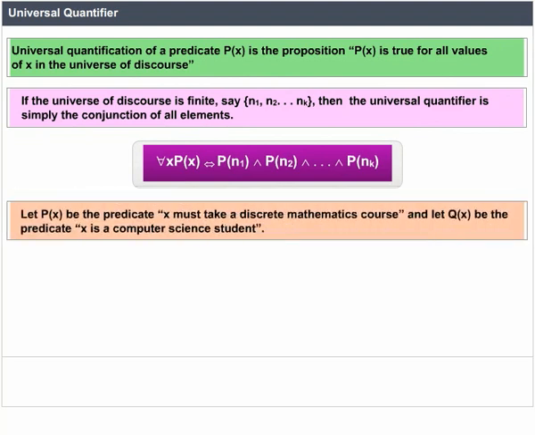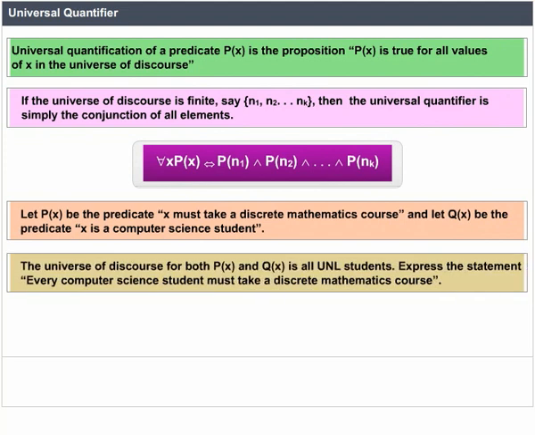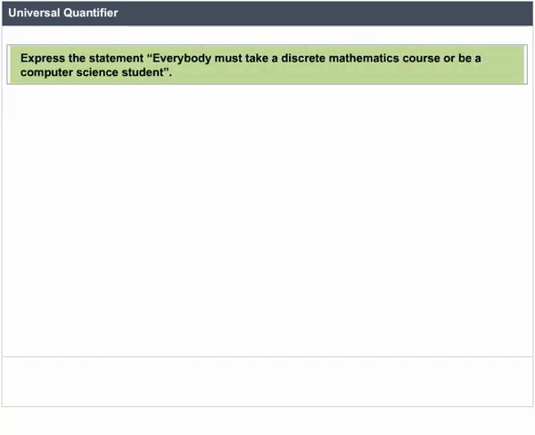Let P(x) be the predicate x must take a discrete mathematics course, and let Q(x) be the predicate x is a computer science student. The universe of discourse for both P(x) and Q(x) is all UNL students. Express the statement every computer science student must take a discrete mathematics course: for every x, Q(x) implies P(x). Express the statement everybody must take a discrete mathematics course or be a computer science student: for every x, Q(x) or P(x).